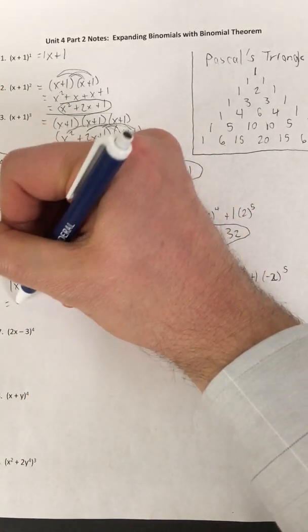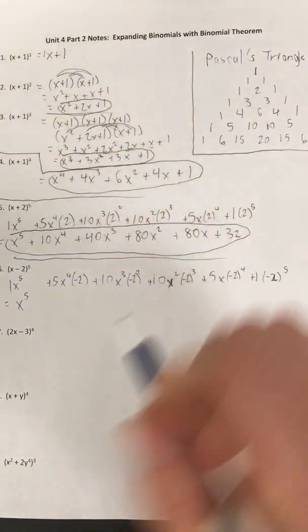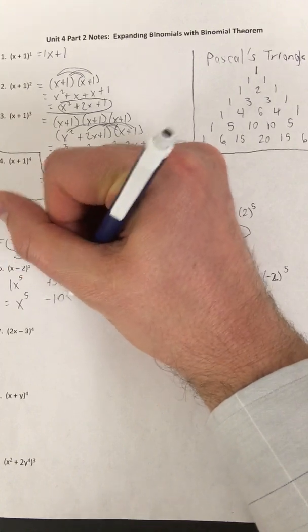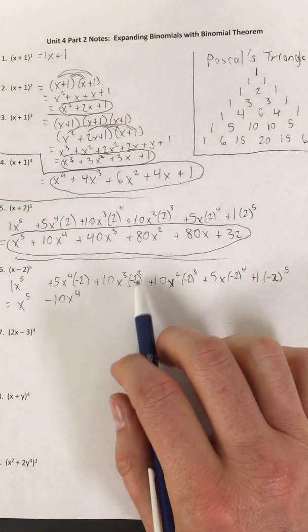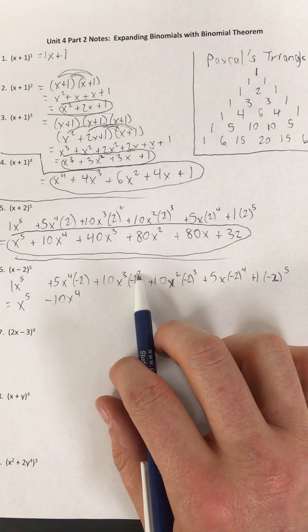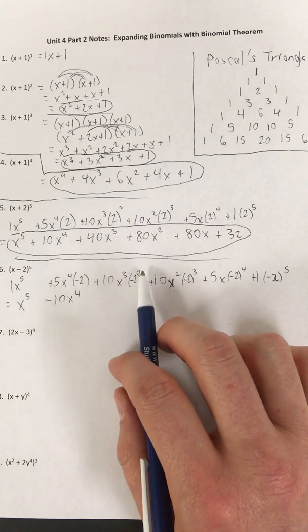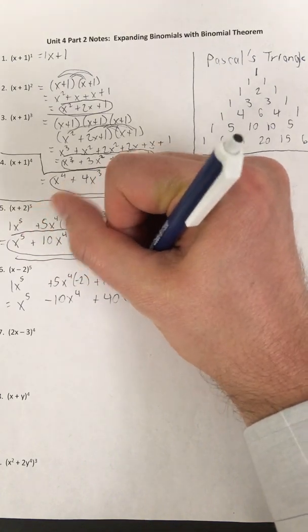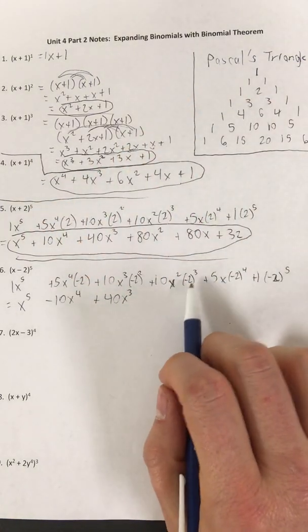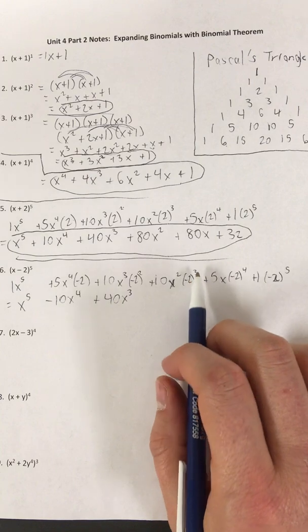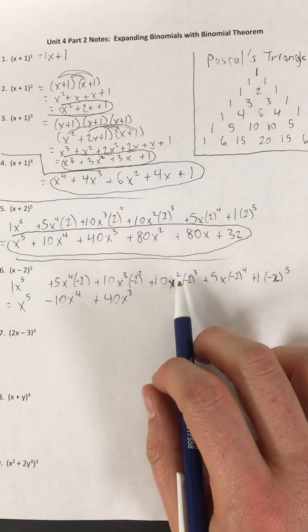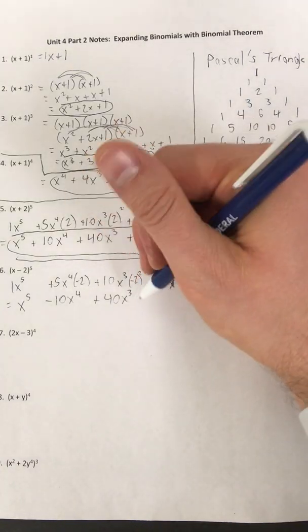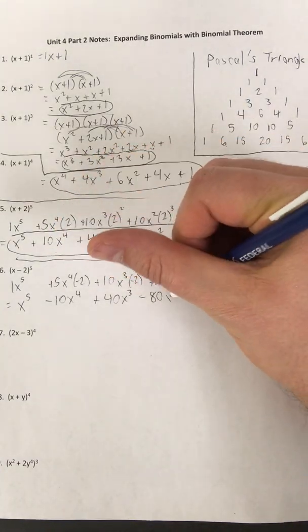This first one would still be x to the 5th. That looks the same. What's 5 times negative 2? It's negative 10 x to the 4th. Now negative 2 squared, is that positive 4 or negative 4? That's positive 4, negative times negative. Times 10, I get plus 40 x to the 3rd. And then negative 2 to the 3rd. Is that going to be negative 8 or positive 8? It's going to be a negative. Negative times negative is a positive times another negative is a negative. Negative 8 times 10, I'm going to get negative 80 x squared.